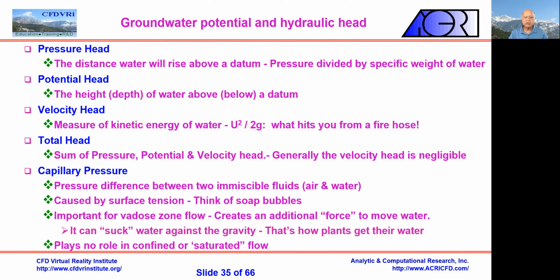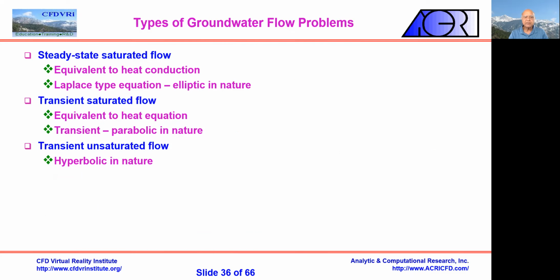So if there are two fluids, we get what is called a Vadose zone, or an unsaturated zone. It creates an additional force because of the inherent surface tension, which creates an inherent pressure inside, and so it can even suck the water against gravity. That's how plants get water, because they suck it through the capillaries and through the fact that there is a Vadose zone below them. Of course, in the saturated case, when there is only water, this has no importance.